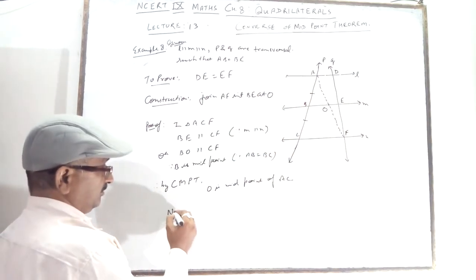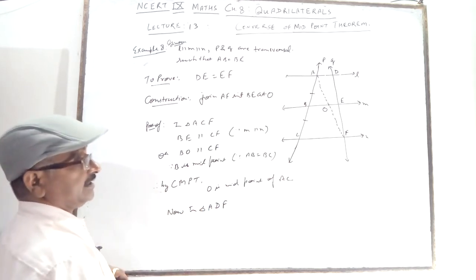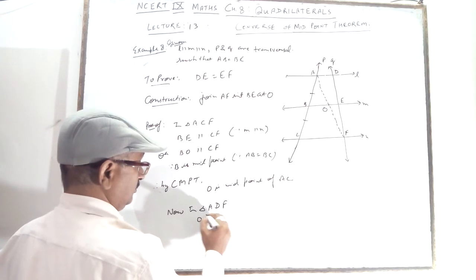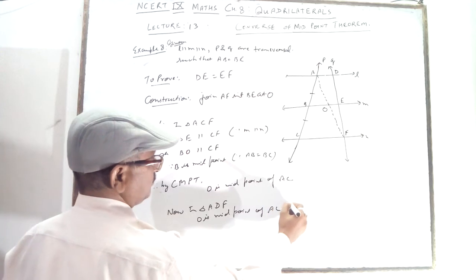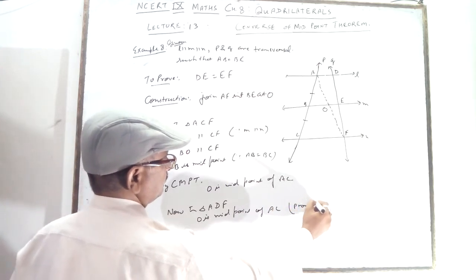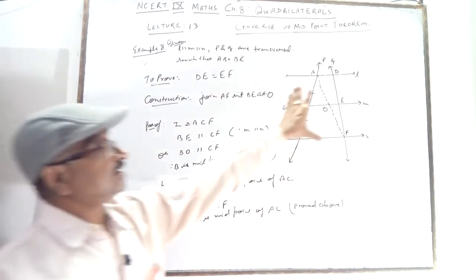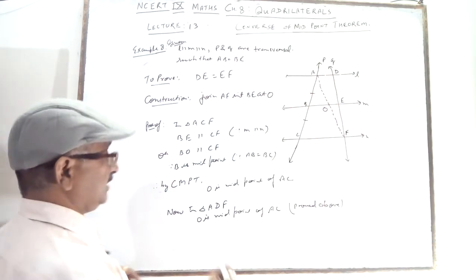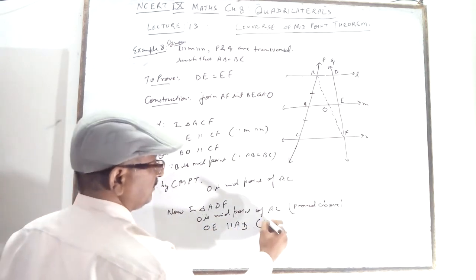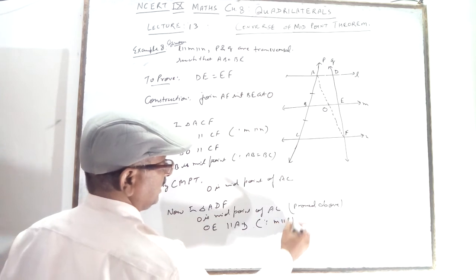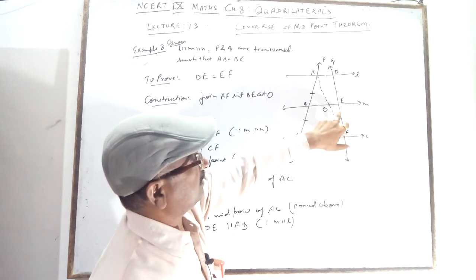Now you will take triangle ADF. In triangle ADF, O is the midpoint of AC, proved above. O is the midpoint of AC. OE is parallel to AD because M is parallel to L also. So, it is part of a parallel line, AD is parallel to OE.